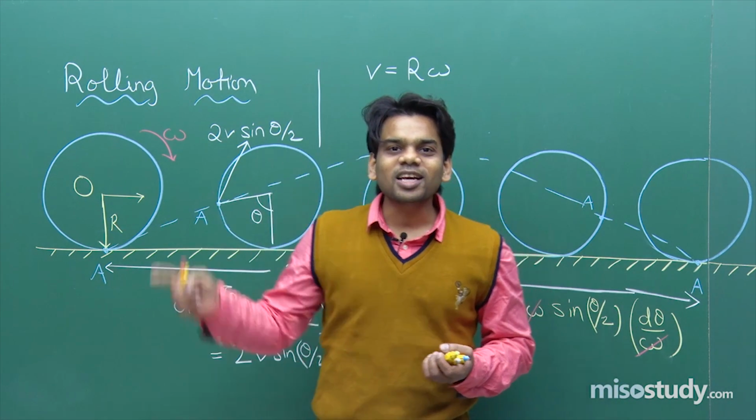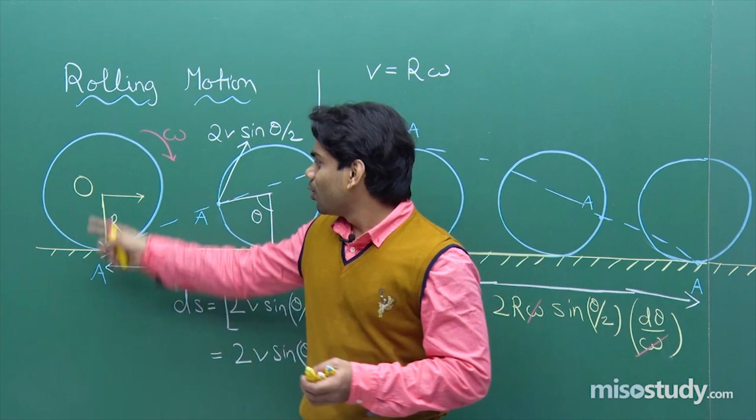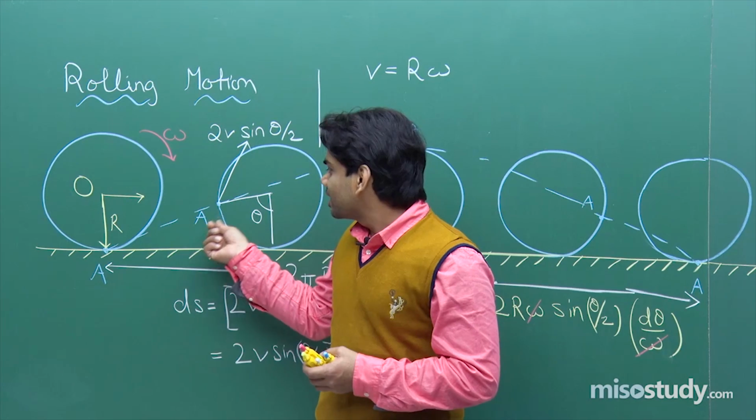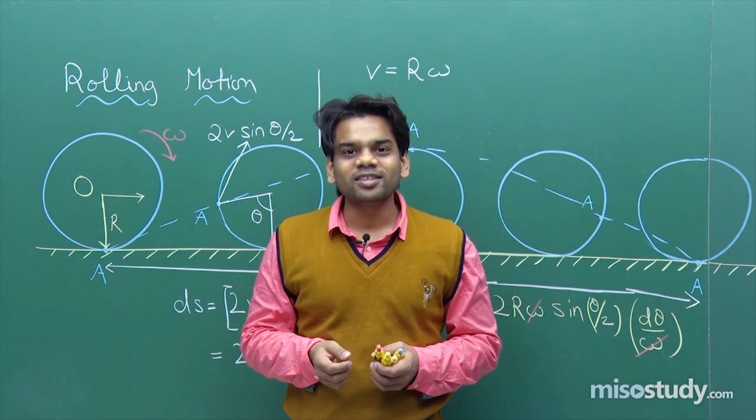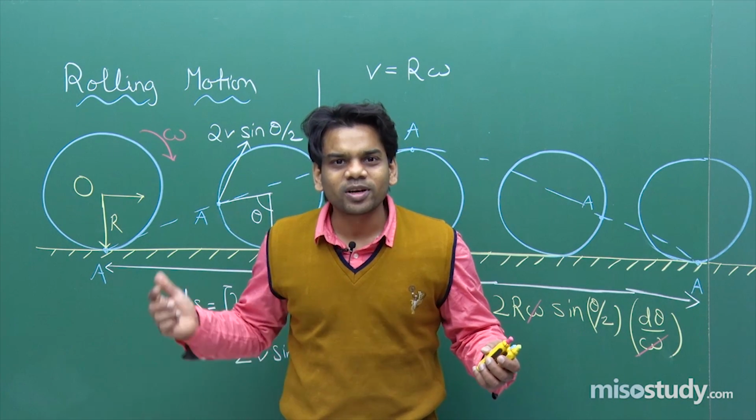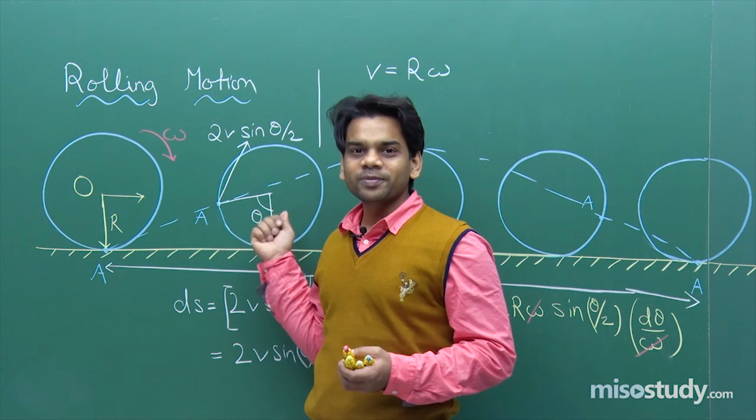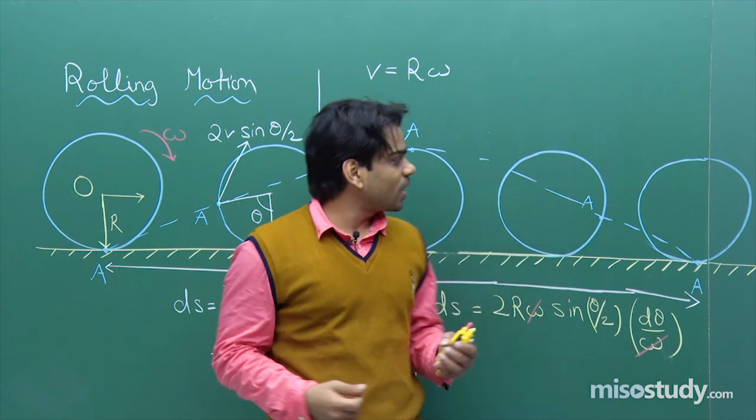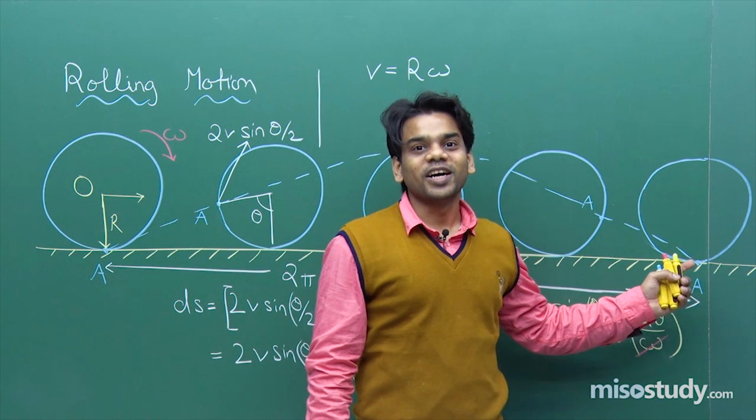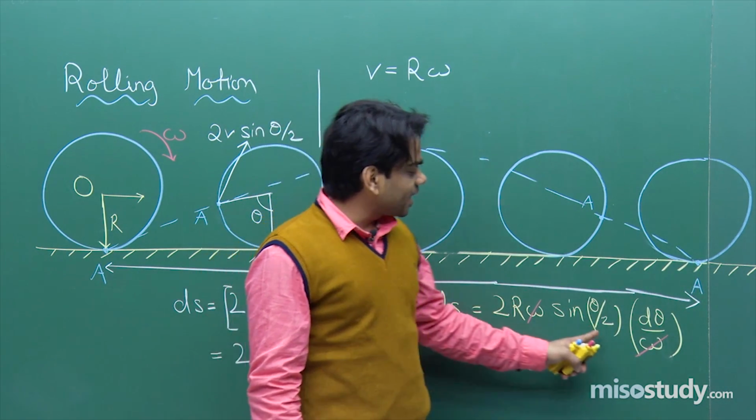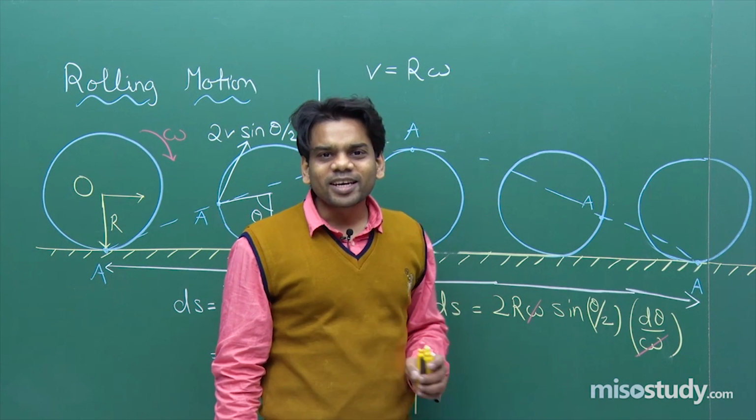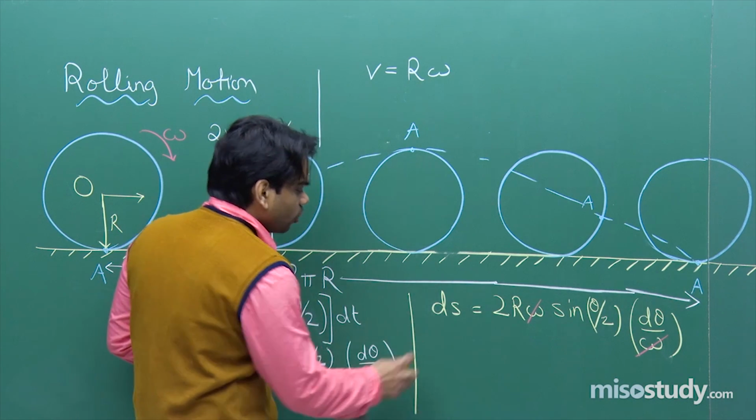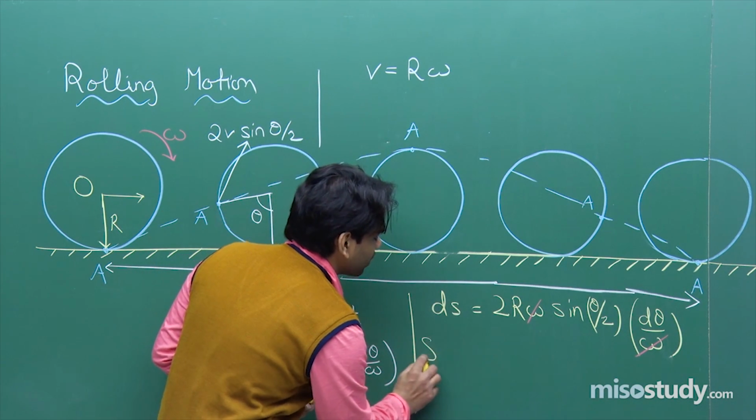Now, in one complete rotation, can you imagine what will be the angle that this particle would have moved overall? That is quite obvious. That is 2 pi. In one complete rotation, this angle would have moved from 0 to 2 pi. When theta is equal to 0, the point was at this position. When theta is equal to 2 pi, the point is at the bottommost position again. So if we integrate this entire equation, we can get the linear distance traversed by A in one complete rotation. So now I'm going to find the net linear distance traversed by A as S.